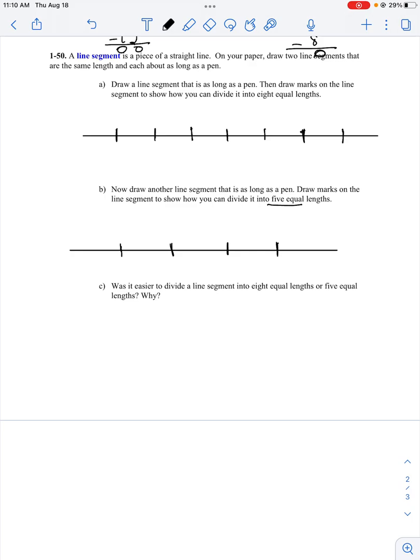So part C, was it easier to divide a line segment into 8 equal lengths or 5 equal lengths, and why? I'm going to let you answer that. So I know which one was easier for me. I just want to know why. Which one is easier for you and why?